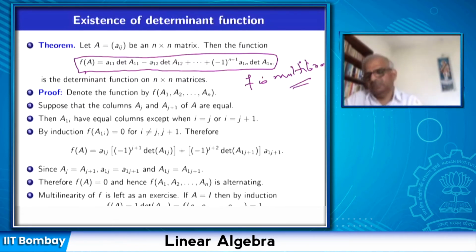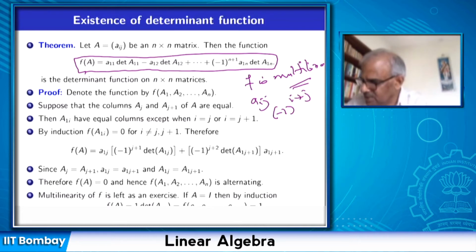We have proved the existence of the determinant function. This is expansion by the first row, and exactly the same proof can be written, and you can write a formula by expansion by any other row, and any other column. You have to be careful about the signs. If I use Aij, then the sign which will go with this will be minus 1 to the power i plus j.